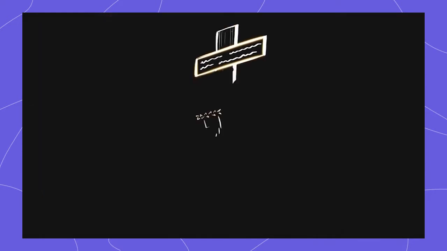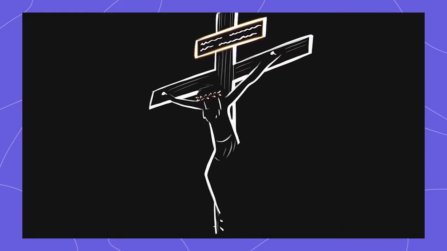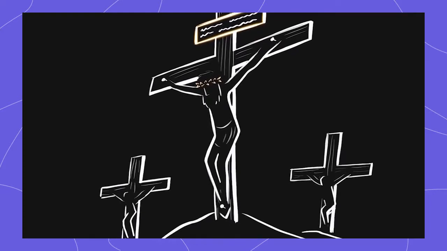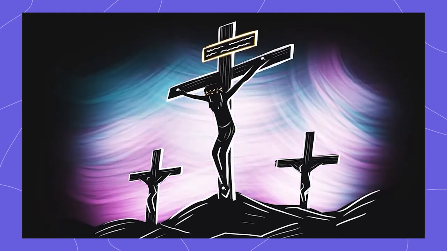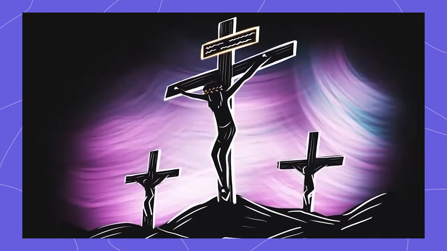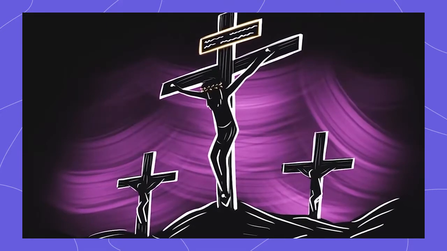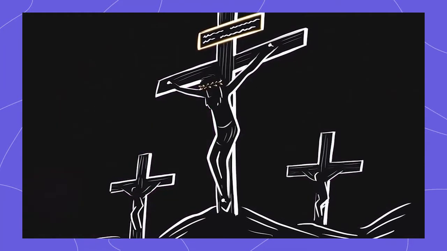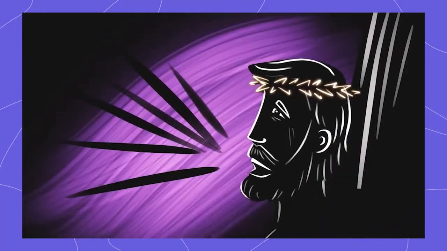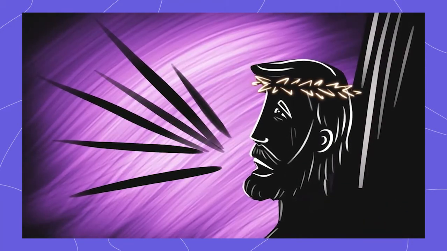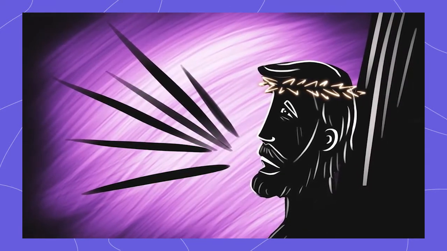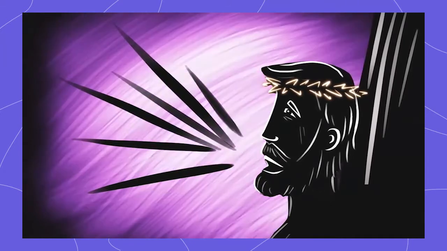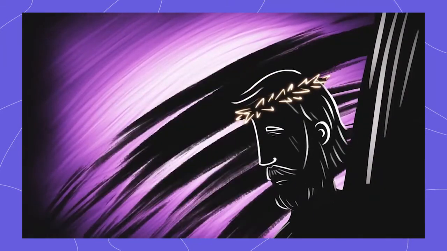The soldiers nailed Jesus to a cross. They put a sign above his head that said, "This is Jesus, the King of the Jews." Two criminals were crucified next to him. Darkness covered the land. Jesus cried out, "My God, why have you forsaken me?" Jesus shouted again, and then he died.